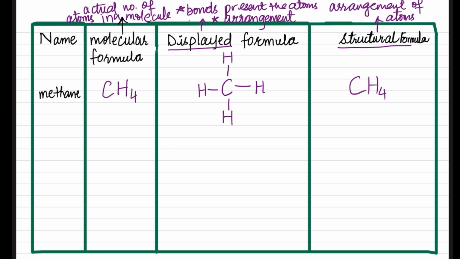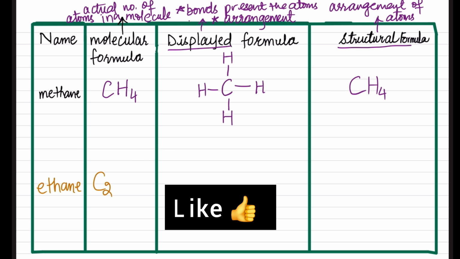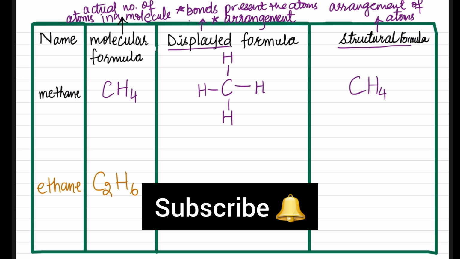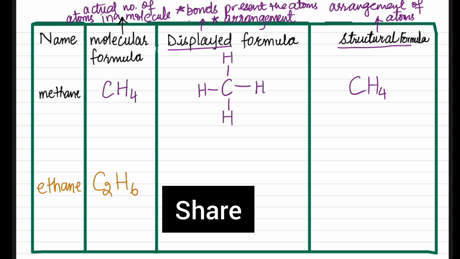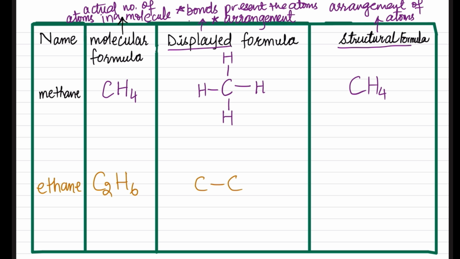Now ethane, its molecular formula is C2H6 and its displayed formula will be, first of all we will draw 2 carbon atoms and then satisfy all of their 4 bonds by using hydrogen atoms. Now, what will be its structural formula? For this, I will number the carbon atoms in the ethane. I will start numbering from the left side. So this will be carbon number 1 and this is carbon number 2.